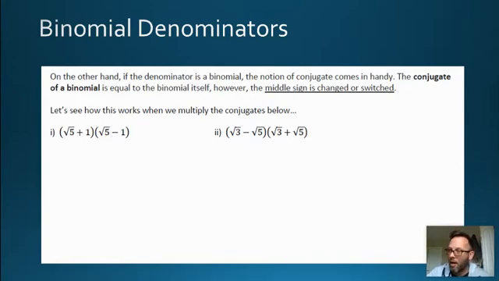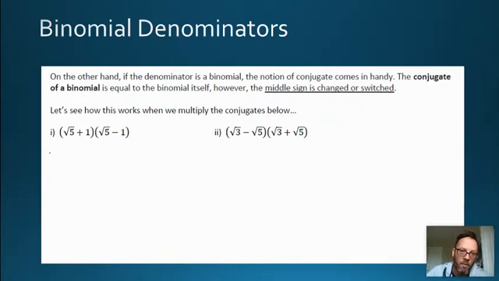The conjugate of root 5 plus 1 is root 5 minus 1. These two guys are conjugates. It's the same binomial, just with a different sign. Same with the next guys, root 3 minus root 5 and root 3 plus root 5. They are conjugates. What happens when you multiply conjugates together?